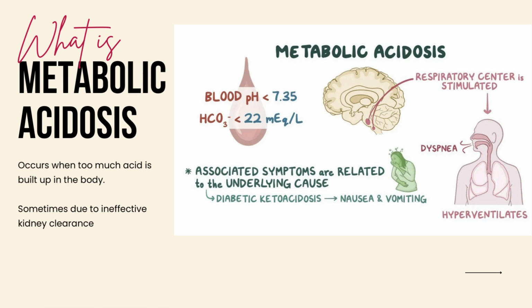Metabolic acidosis occurs when there's too much acid buildup in the body. This is usually due to ineffective kidney clearance. Like I previously stated, the blood pH will be under 7.35 and the bicarb will be under 22, which are both below the normal ranges.